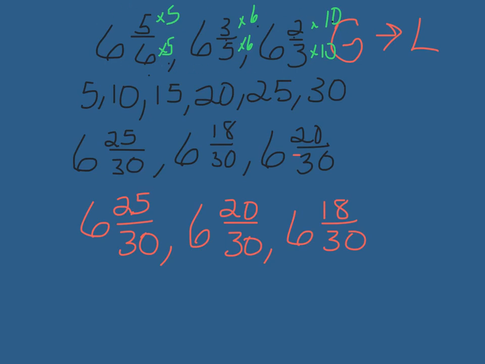So now these are in order, but I need to put them back into this form. So I just take a look up here, my 6 and 25 over 30ths. That one is my 6 and 5/6. So 6 and 5/6 is my greatest. Then I have my 6 and 20 30ths, which is right here, which is my 6 and 2/3. So 6 and 2/3. And my last one then is 6 and 3/5. Is that what you got? Let's take a look at another example.